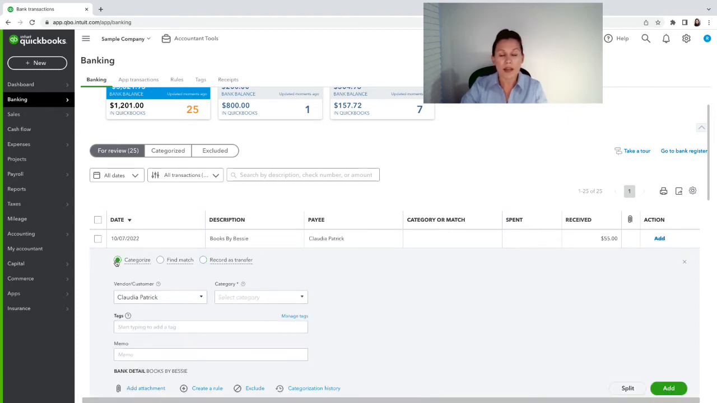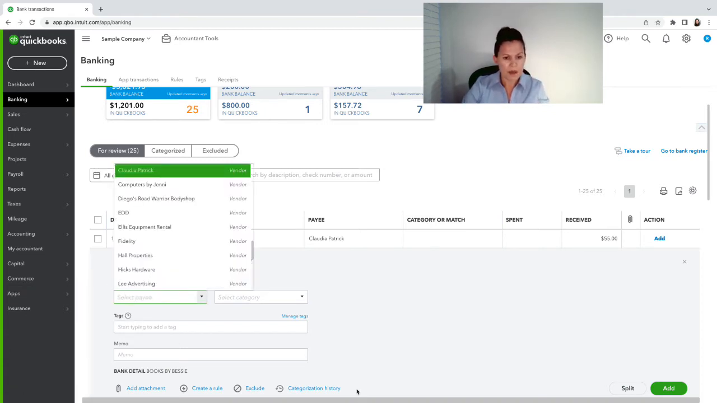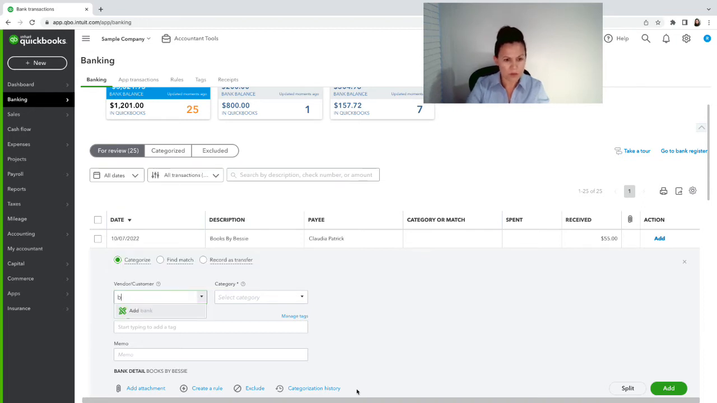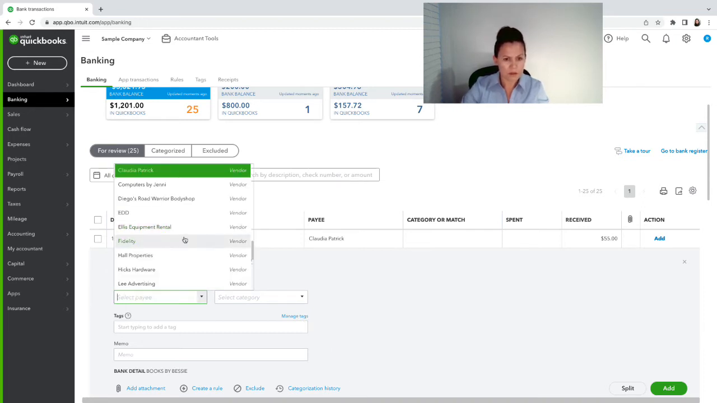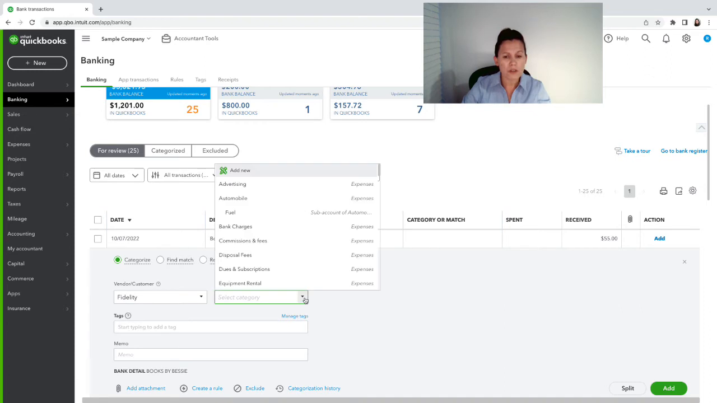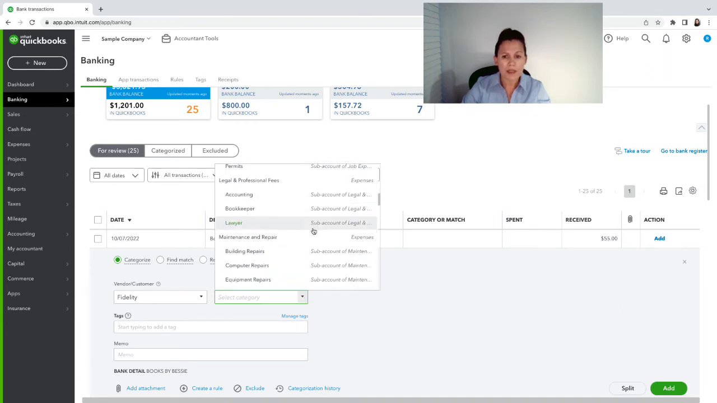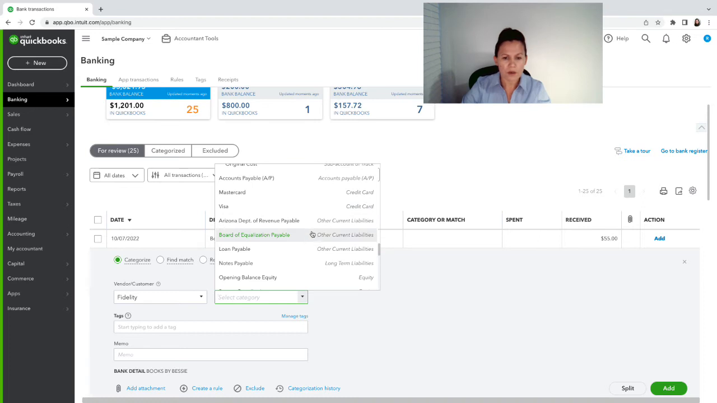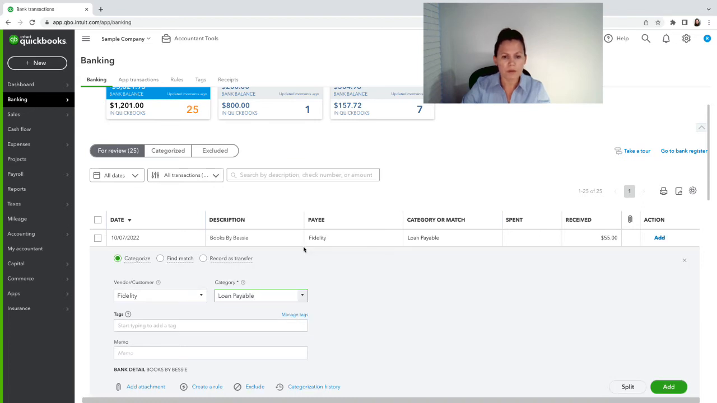Now, if it is a loan, same thing. You can click on categorize, and let's suppose you're paying a loan, Fidelity. Okay, there you go. And then I will choose the liability that I'm paying into, right? So loan payable. There you go.